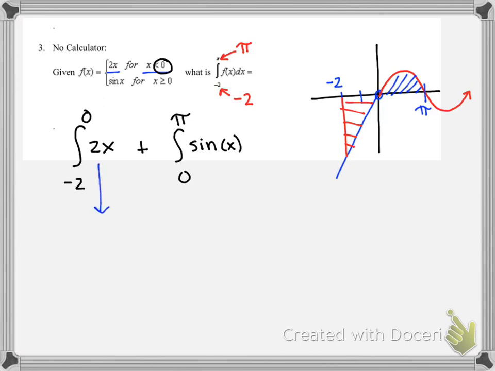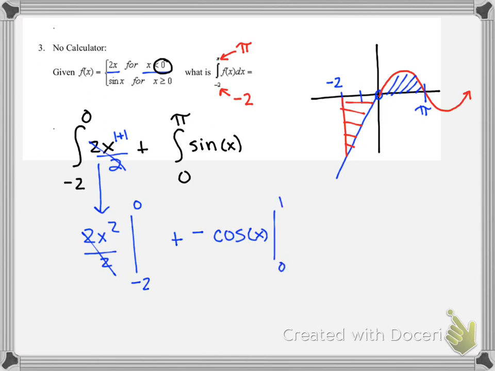The integral of 2x is 2x squared over 2, because we'll add 1 to our new power and then divide by that power. Those 2's, of course, cancel out, and we're going to find this definite integral from -2 to 0. And then we're going to add to that the integral of sine will be negative cosine of x evaluated from 0 to pi.